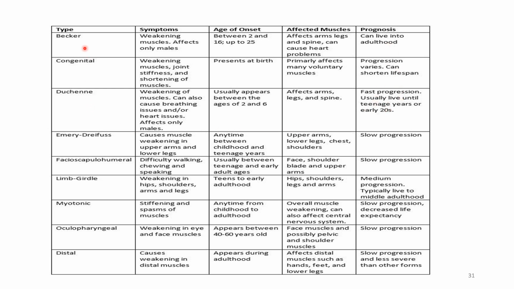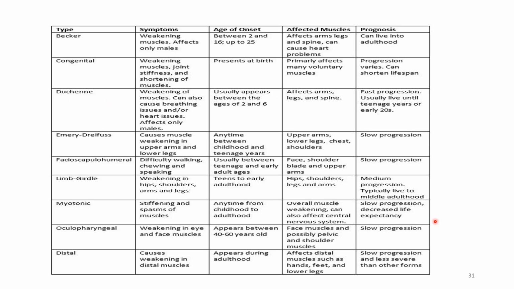Now coming to Becker. It is also showing weakening of the muscles. It affects only males. This is the X-linked form. Age of onset is between 2 to 16 years, up to 25 years also. It affects arms, legs and spine and can cause heart problems. They can live up to adulthood.